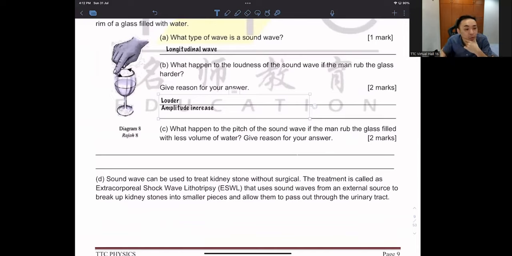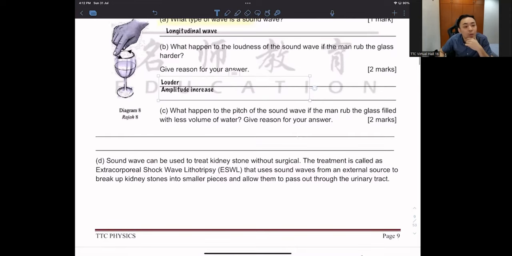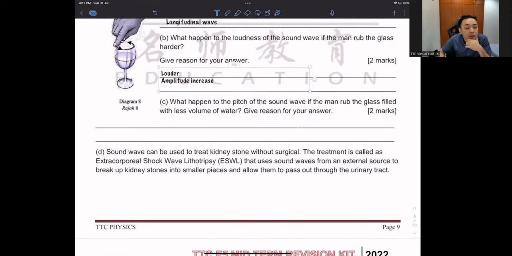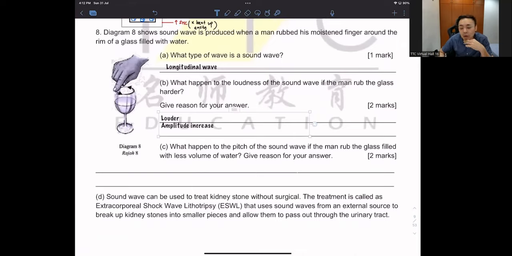Okay. Next one. What happened to the pitch of the sound if the man rubs the glass filled with a lesser volume of water? Explain your answer. You know what is meant by pitch, right? You know the do re mi fa so. So how does the pitch go, higher or lower? Higher pitched. How come? Lesser volume of water. Why is it higher pitched? When your volume is lesser, the water becomes lesser, right? The particles become lesser, right? So with the same amount of force, do you think those particles vibrate faster or slower? The question is like that.